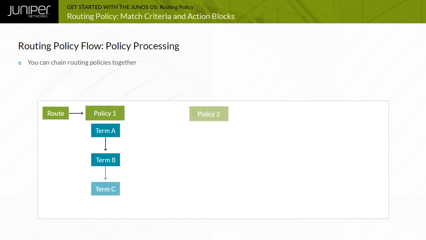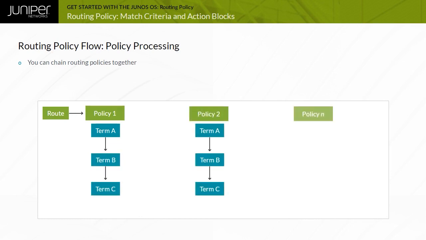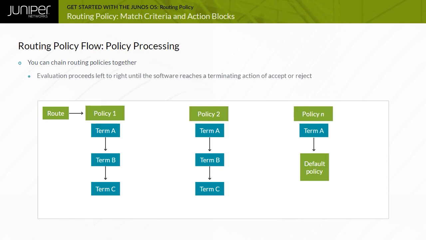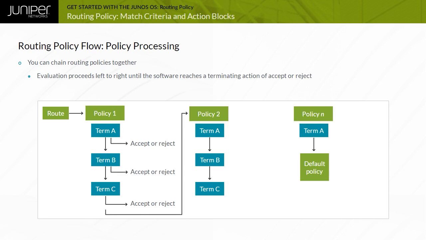You can cascade policies to form a chain of policy processing. You can create this chain of policies to solve a complex set of route manipulation tasks in a modular manner. Junos OS evaluates policies from left to right based on the order in which they are applied to a routing protocol. Junos OS checks the match criteria of each policy and performs the associated action when a match occurs.